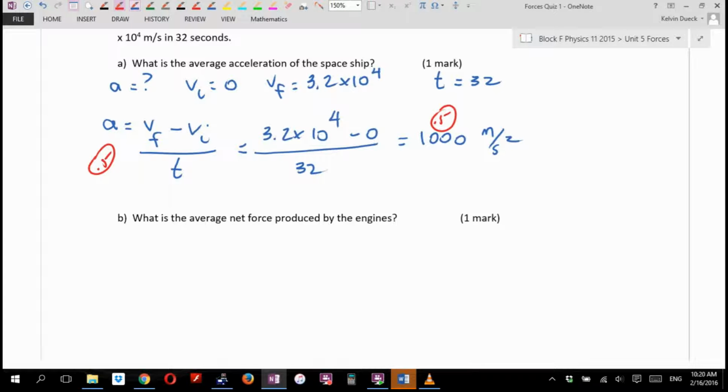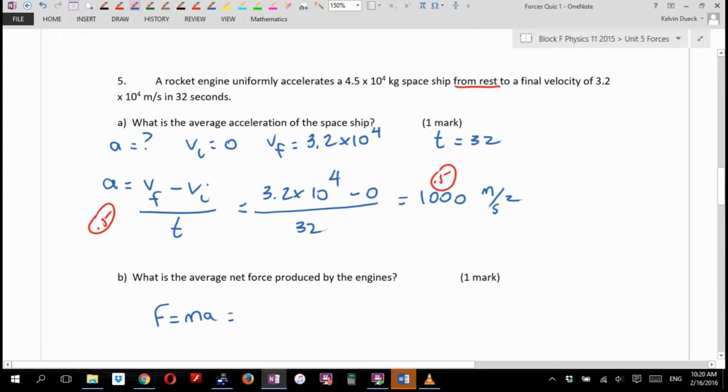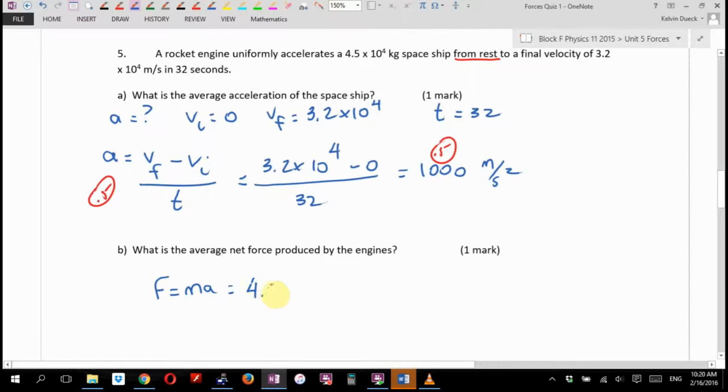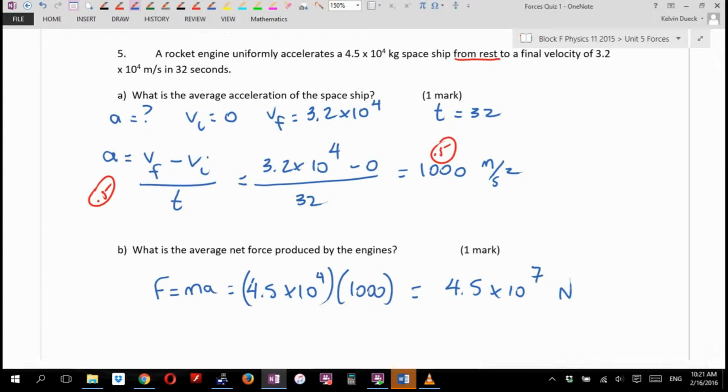What does part B want me to find? FNet. Oh, you know what? FNet is just MA. Did they tell me the mass? Hey, they did. 4.5 times 10 to the 4th. Did they tell me the acceleration? I just calculated it. I think you get 4.5 times 10 to the 7th newtons. Timesing by 1,000, you just add an extra 3 to the power of 10, right?